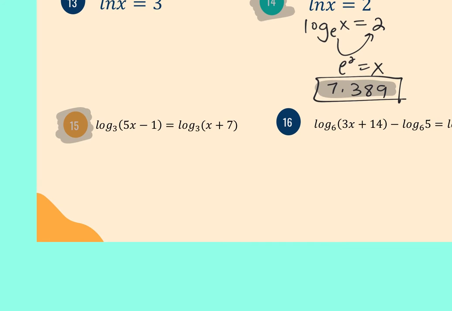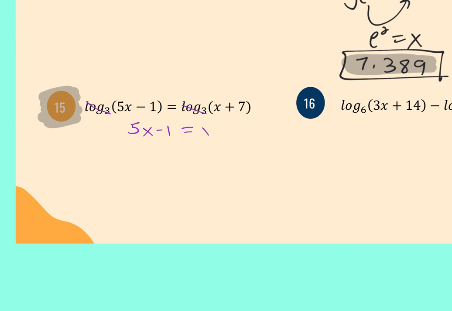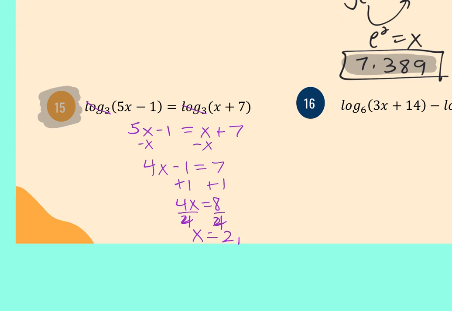15, we've got one log on either side of the equal sign. So what do we do here? Good. So the one-to-one property tells us if it's the same log, one log on either side of the equal sign, we can cancel it out and leave what's left. 4x minus 1 equals 7. Add the 1. 4x equals 8. Divide by 4. And x is 2.